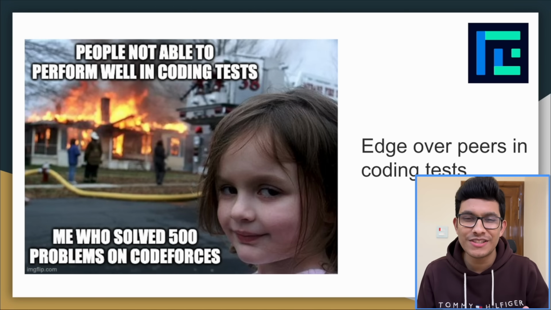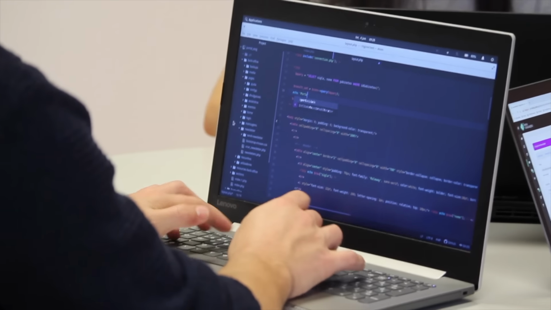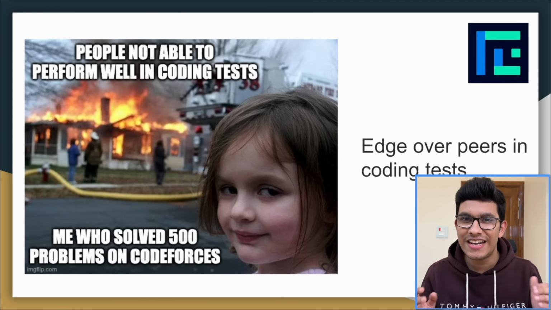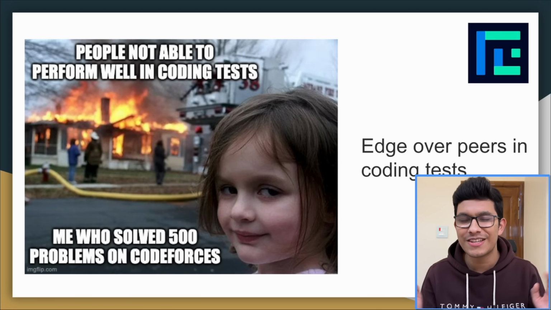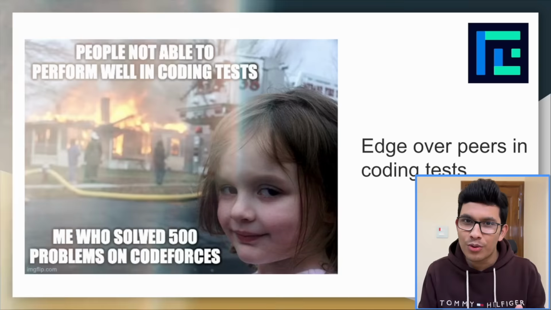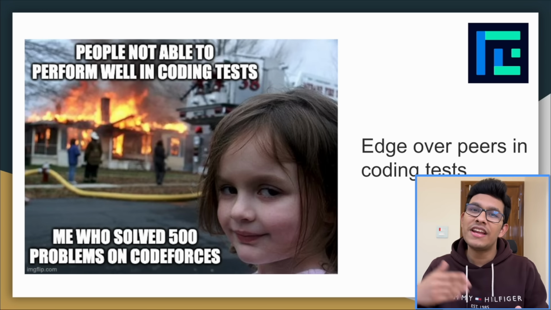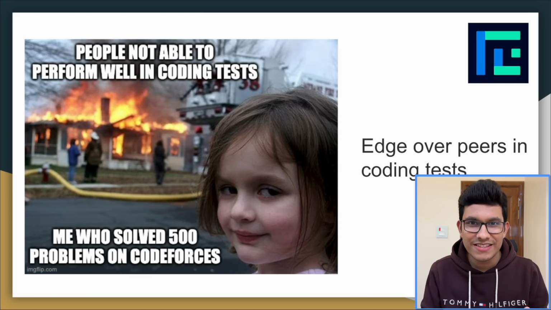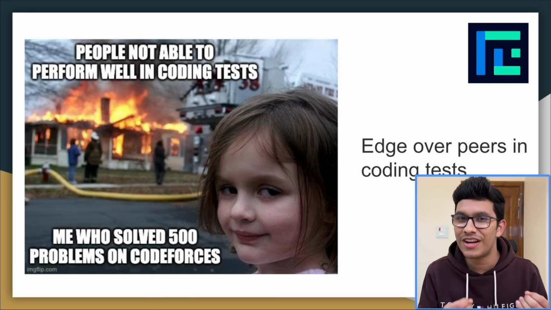Another reason why people do CP is that it gives you a huge edge over your peers in online coding tests. Whenever you look at tech companies that are hiring, like Google, Microsoft, Amazon, Uber, they have two parts in their hiring process. One is the coding test, the second is the interview, right? In the coding test, their main aim is to reject as many people as possible. So they make the coding test very, very difficult. What ends up happening is that people who are good at competitive programming also end up performing very, very well in these online coding tests.